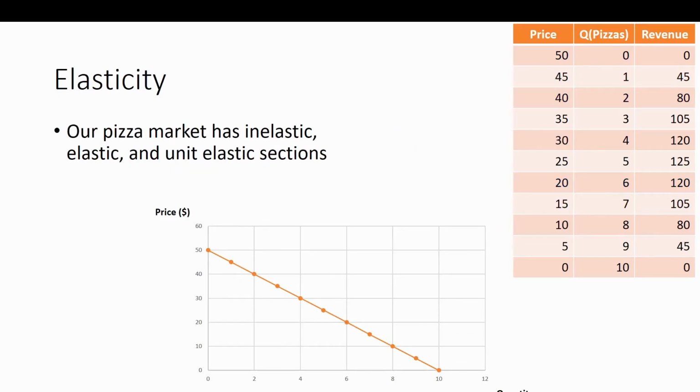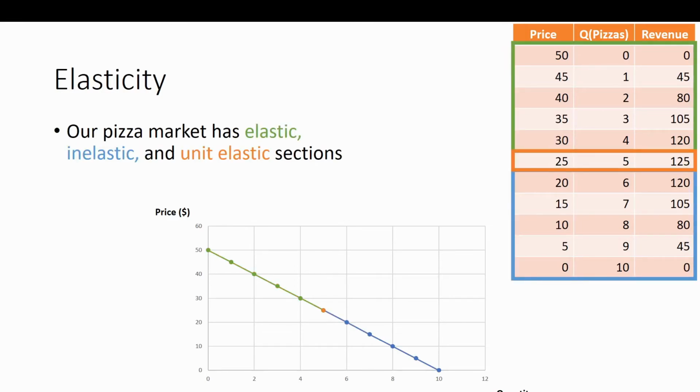Okay, so our pizza market has inelastic, elastic, and unit elastic sections. Anywhere in this green is going to be elastic. So if we calculated the elasticity anywhere up here, the absolute value of this elasticity is going to be greater than 1. If we calculate the elasticity here, this would be unit elastic. And if we calculate the elasticity down here, we would be inelastic.